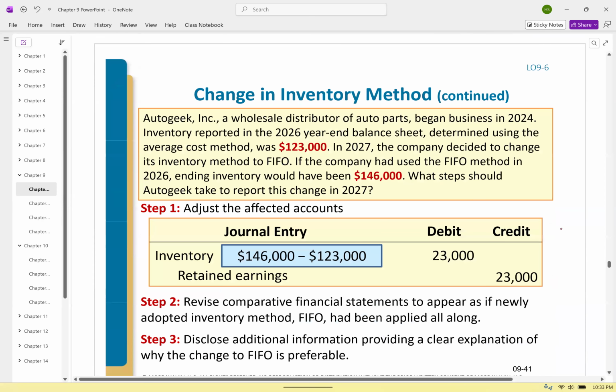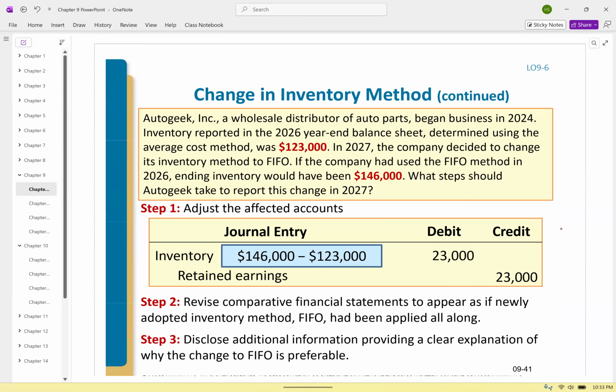All right, here we have AutoGeek Inc., a wholesale distributor of auto parts, which began business in 2024. Inventory reported on the 2026 year-end balance sheet, determined using the average cost method, was 123,000.